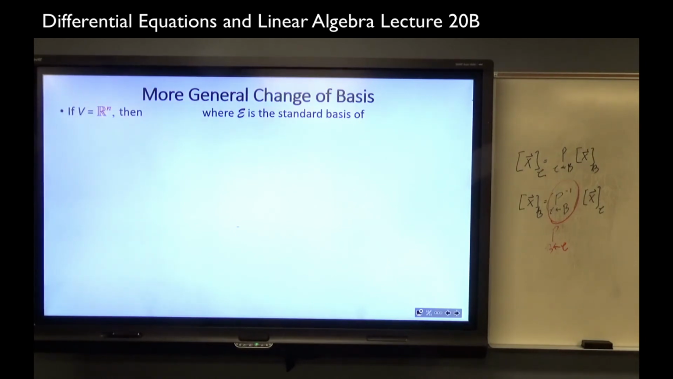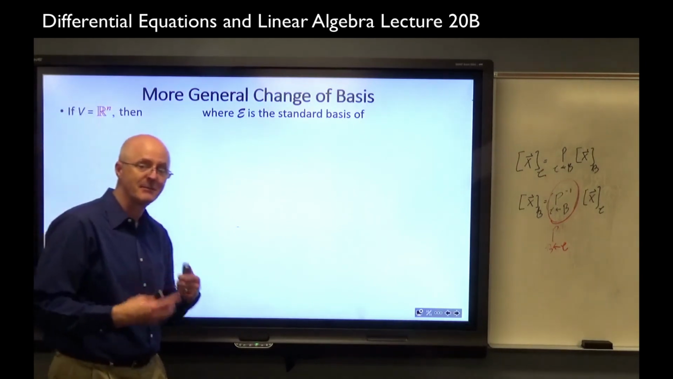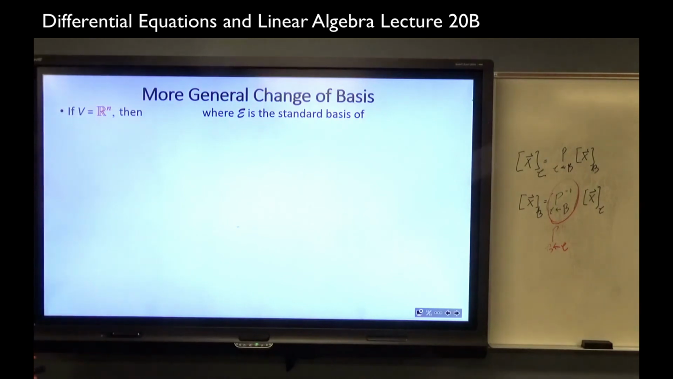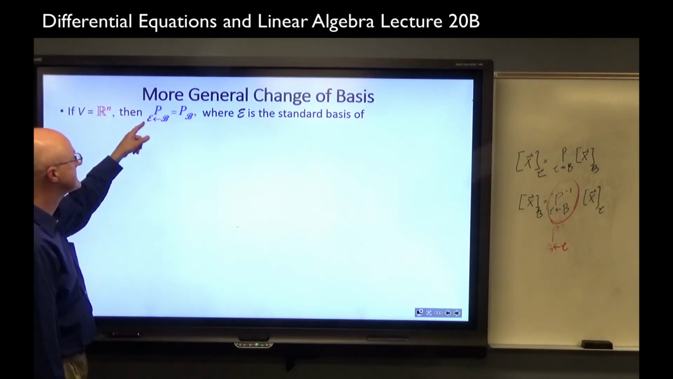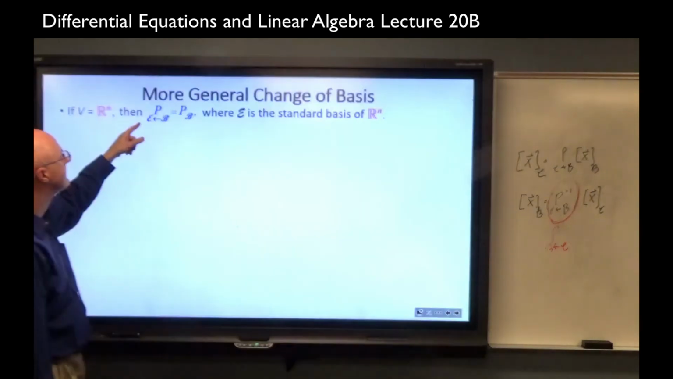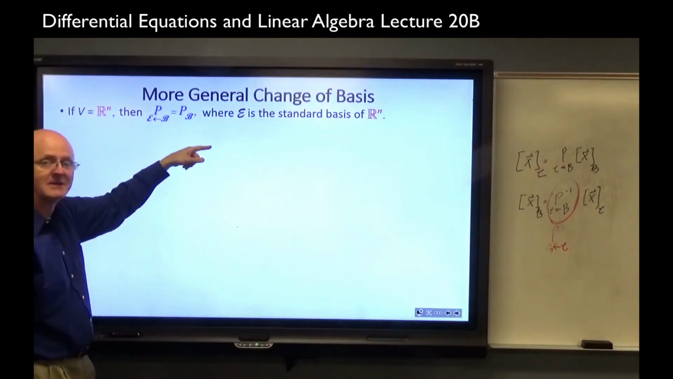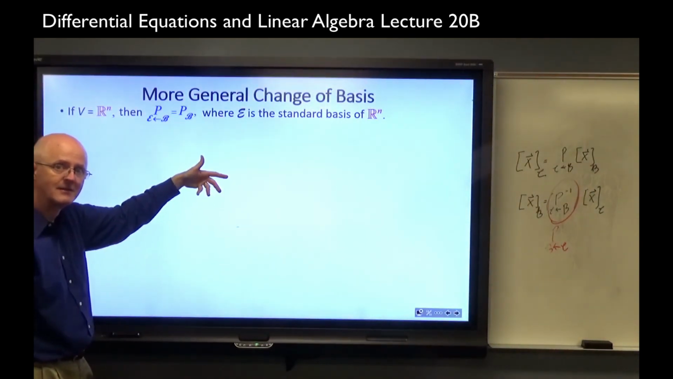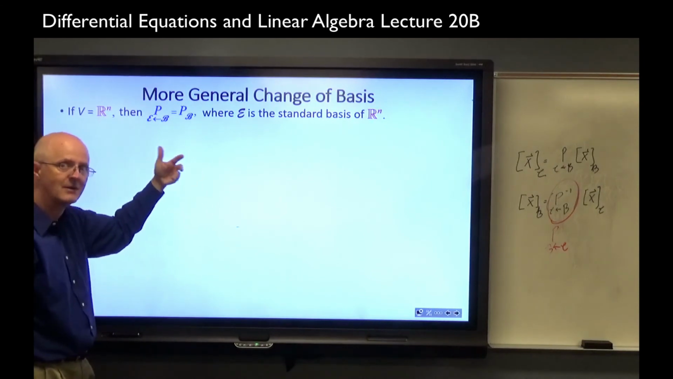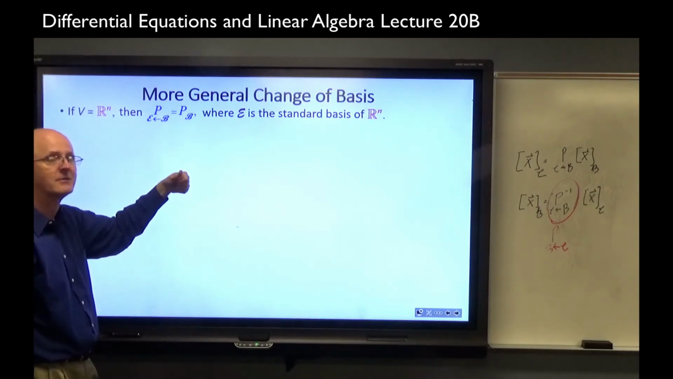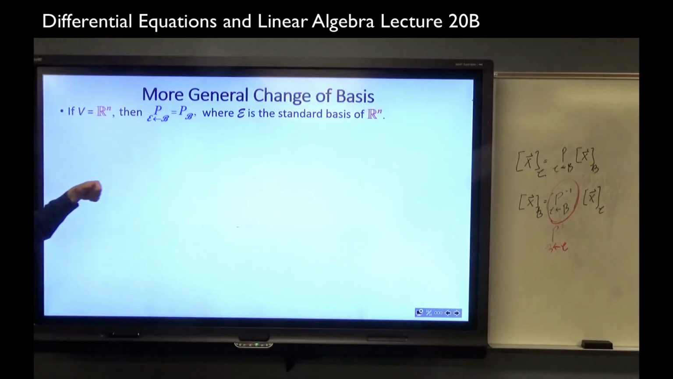Let's go back to Rn, though. We feel that's the familiar vector space here. In Rn, if V is Rn, then the coordinate change matrix from B to the standard basis of Rn is the same as the matrix PB that we talked about earlier. The ordinary coordinate change in Rn that we talked about earlier. It's the same matrix.